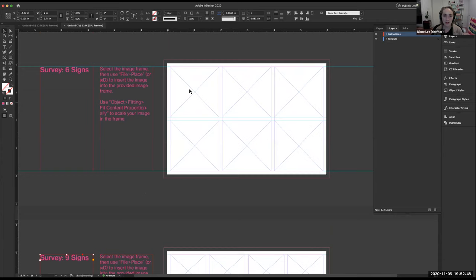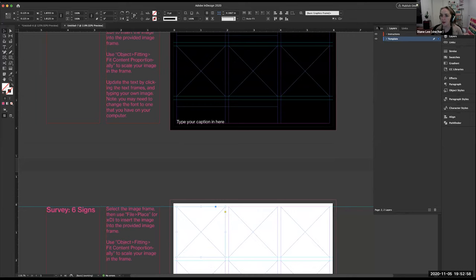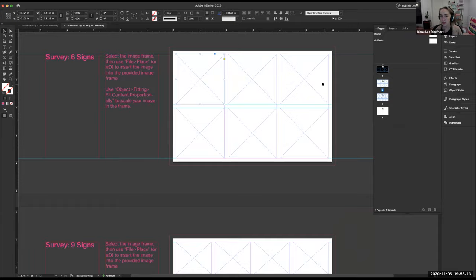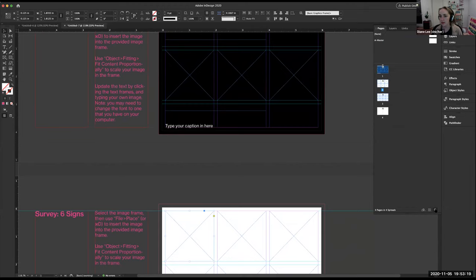And likewise, if you don't want to do too much finagling, you could just use the image boxes that are provided here for you. And when you're finished with laying out your file, you can simply delete any page you don't want to use. So in the pages palette, if I decide I'm going to use the back without a caption, I would just delete the caption page. And since I'm going to have 6 images, I can delete the 3 and delete the 12.